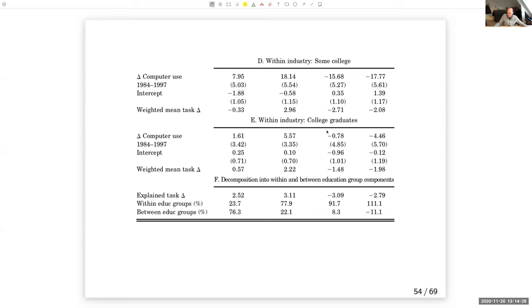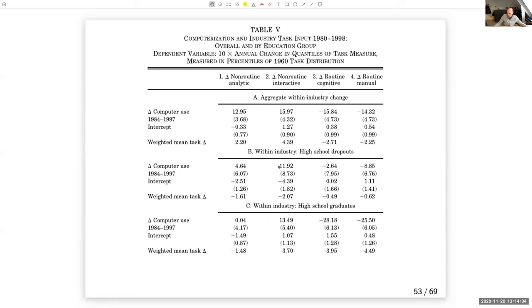By and large, you see evidence in line with predictions that even within these education groups, there's been this shifting of relative factor demands away from non-routine towards routine labor tasks.